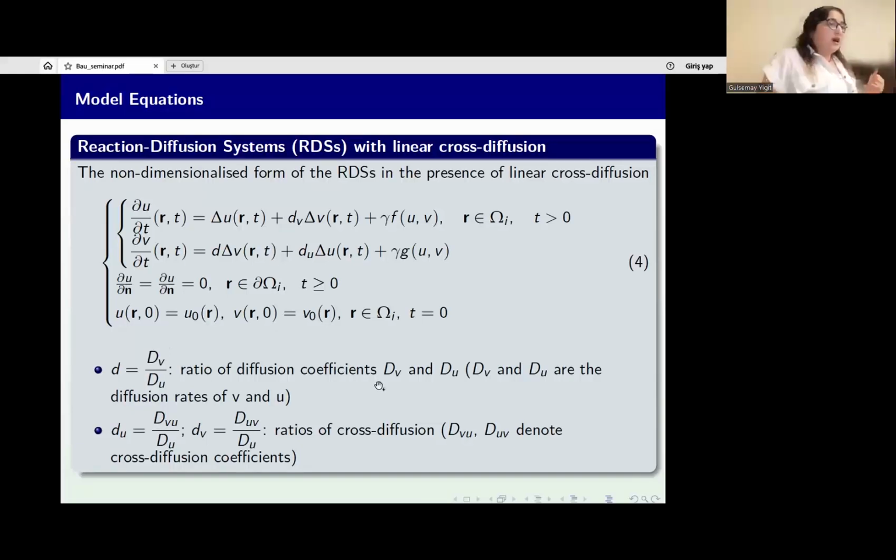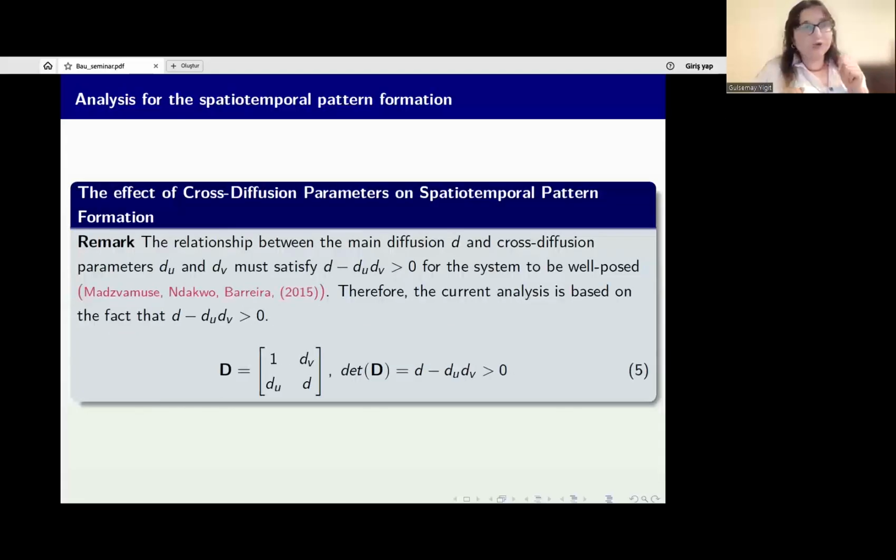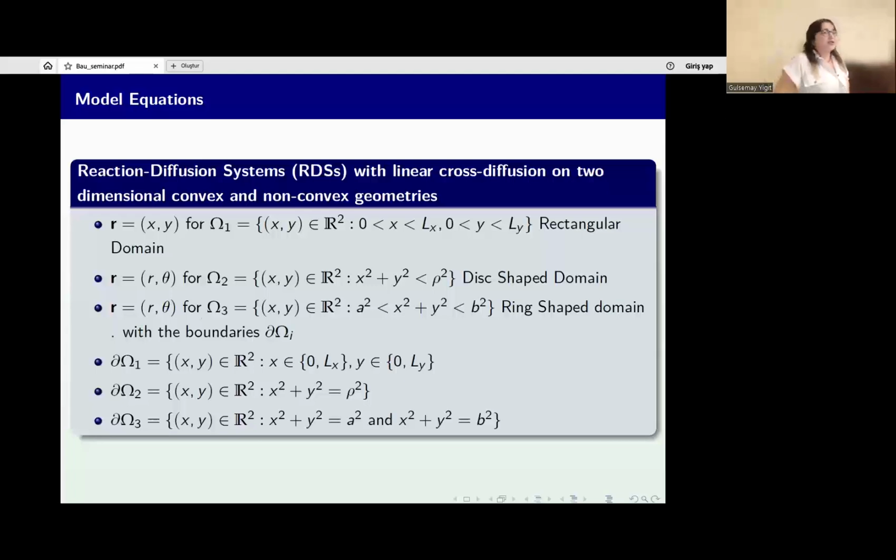Okay, dU, dV, D, and gamma are the main parameters in this system. Well, for the closeness of the PDE, the relationship between the main diffusion and the cross-diffusion parameters should follow this relationship for the PDE to create positive solutions. It has been shown in this paper, and our parameter choice and our analysis is all done at first with this assumption, the relationship between the diffusion parameters.